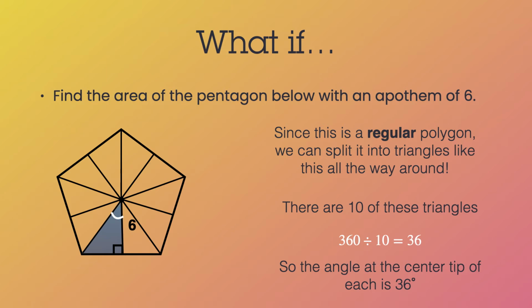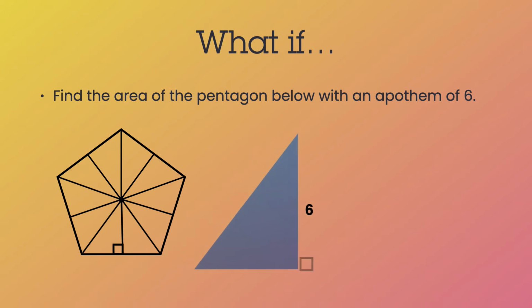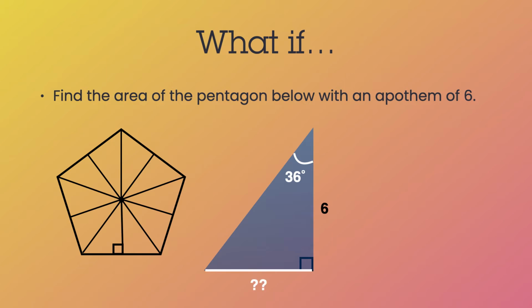So when we focus on this right triangle now, we know the one side is 6. We know the angle up at the top is 36. And really, we want to know what the base is. If we find that base, then we can find the area of this triangle, and that's kind of the goal. That's the next step to getting us back to the pentagon.